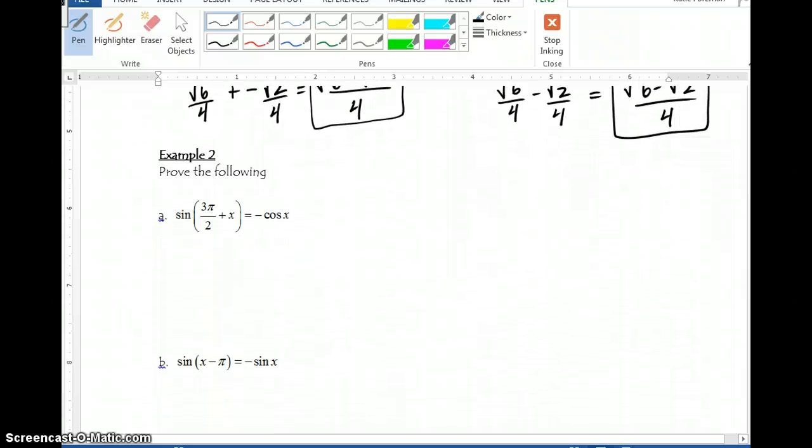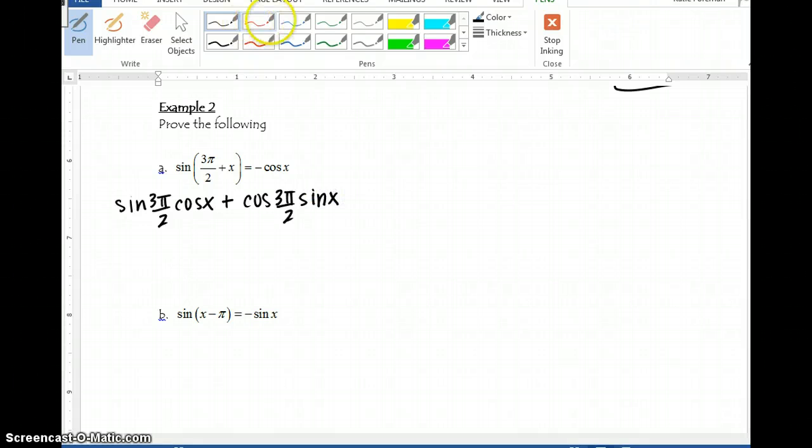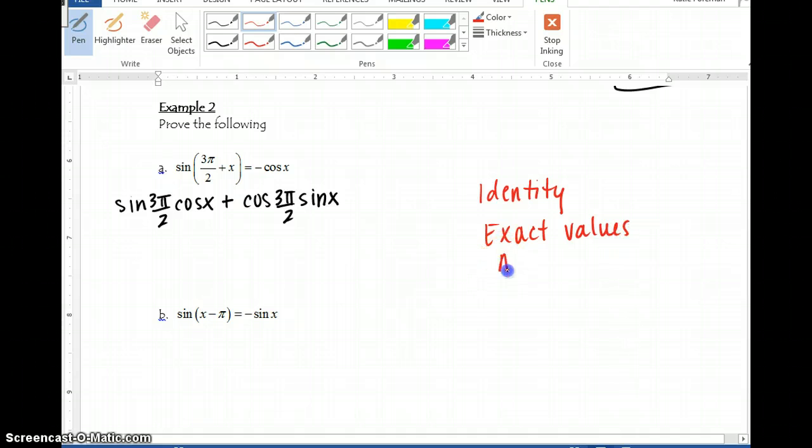The identities we can use in proofs, just like we did with the cosine functions. On the left-hand side, sine of the first angle measure times the cosine of the second angle measure. Keep the operation the same. Cosine of the first angle measure times the sine of the second angle measure. If you remember the three steps: expand using the identity, determine the exact values where appropriate, and then in comes your algebra to simplify.